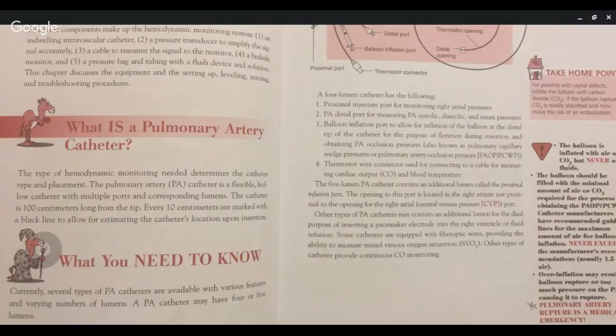Other types of PA catheters may contain an additional lumen for the dual purpose of inserting a pacemaker electrode into the right ventricle or fluid infusion. Some catheters are equipped with fiber optic wires providing the ability to measure mixed venous oxygen saturation, SvO2. Other types of catheter provide continuous cardiac output monitoring.